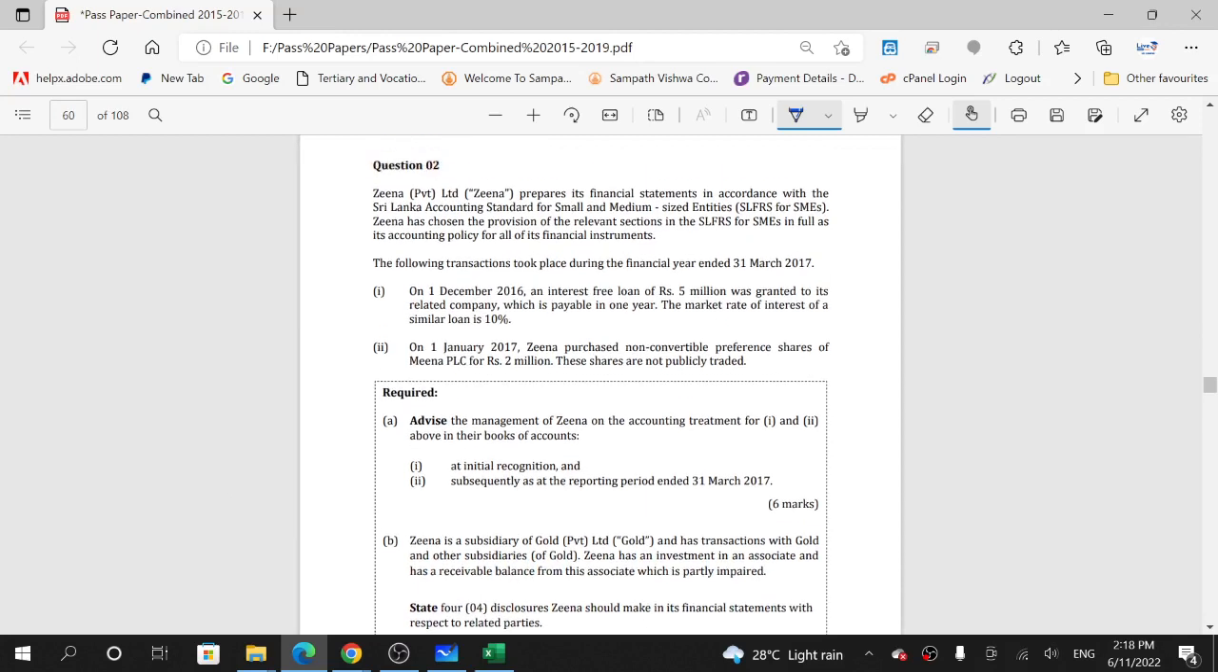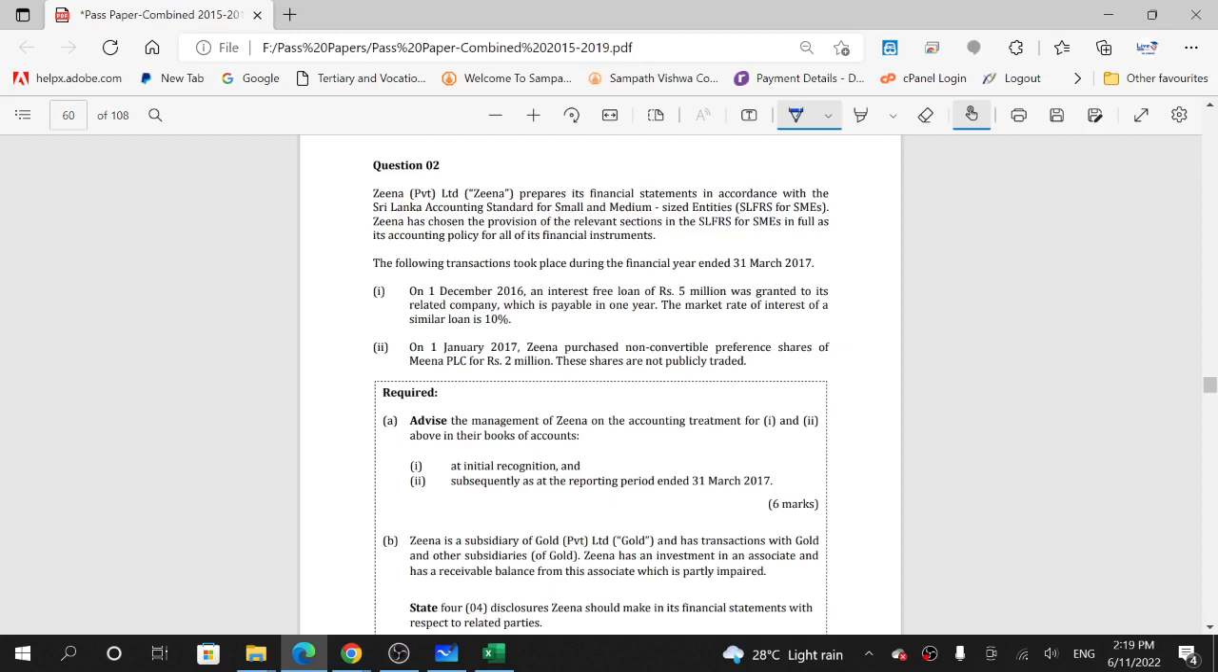This also looks like a similar question, but it is a small and medium-sized enterprises question. There's no change, don't worry. No change in the sense the same theory will be applicable for the small and medium-sized entities also. So nothing to be worried.